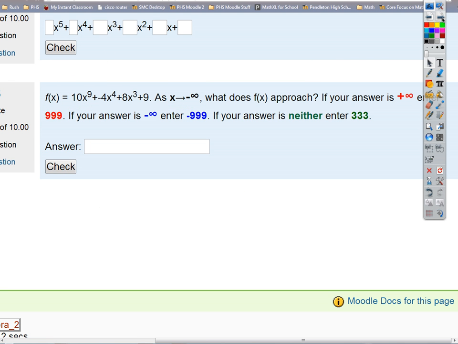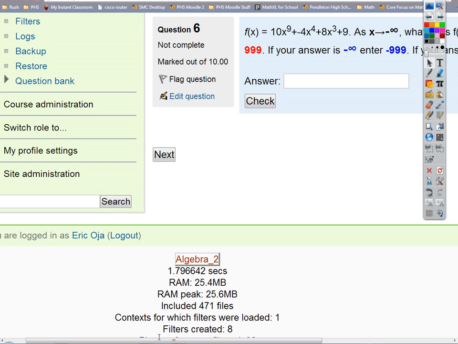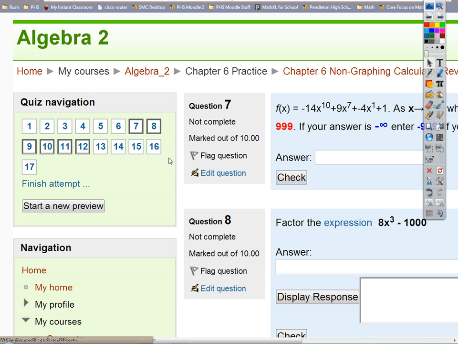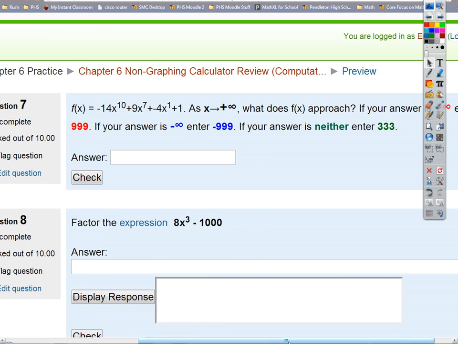Okay, so we're going to go to the next page. Okay, so what about this one? Same kind of question. As x approaches positive infinity, what's the sign of that first term going to be? That's all I'm looking at is the first term, the biggest one. So negative 14 times a positive number to the 10th is going to be positive.